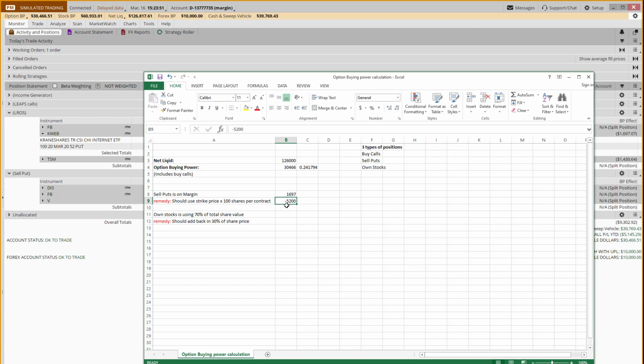I need to do this for all my put positions, all those positions that I have a sell put on. I need to do this manually. If I do it for everything, I should have a new figure, right? So this plus back the margin that Thinkorswim deducted, because this figure is wrong. I want to give it back, and then manually minus the full margin that I should allocate out. Does that make sense? So I take this plus this minus this, and I should have a new figure here.